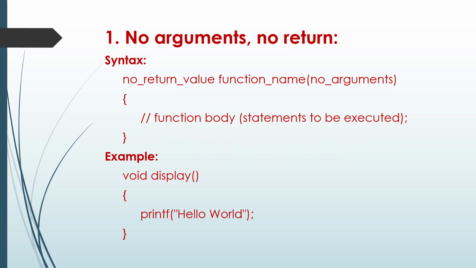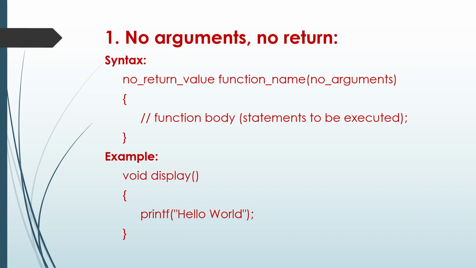So first one, no arguments, no return value. The general syntax for no argument and no return value: it has no return value. That means it has void instead of any return type, either int, float, or char. Instead of a return value, it has void, then the function name, and no arguments. It does not have any argument.